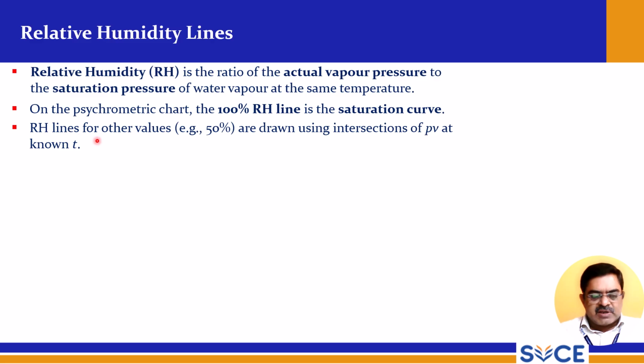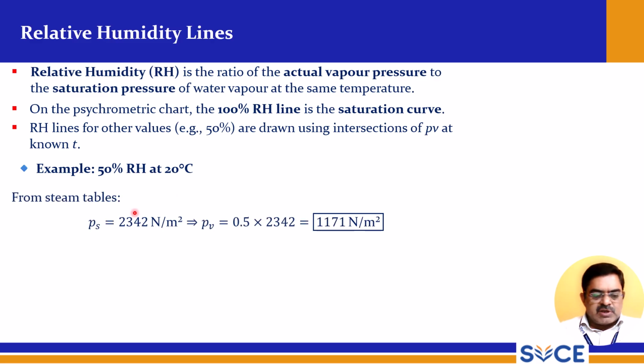RH lines of other values, for example 50 percent, are drawn using the intersection of PV at known T. For 50 percent RH at 20 degrees Celsius, PS can be found from steam tables, which is 2342 Newton per meter square, and PV equals 0.5 into 2342, which comes to 1171 Newton per meter square.